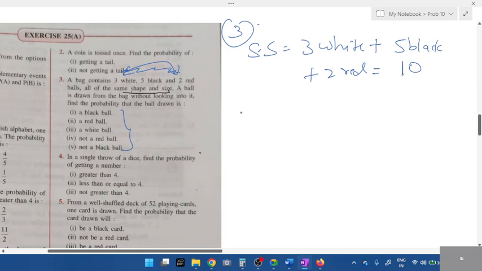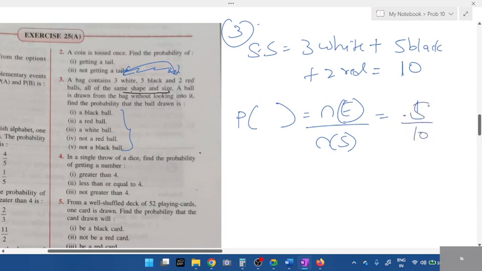Next, after you mention sample space, go with the direct answer. P of the first question. Copy the first question and the formula n of E divided by n of S. Write the answer. 5 divided by 10 for the first one. You get 1 by 2. In the same way, write all the answers.